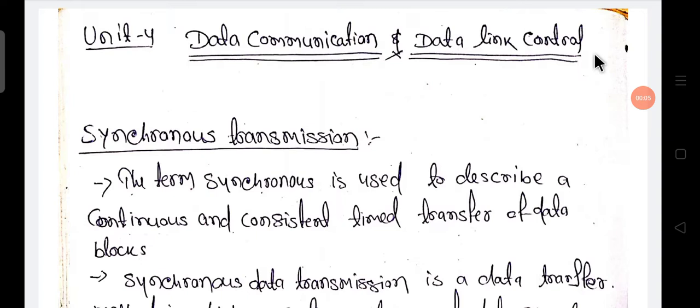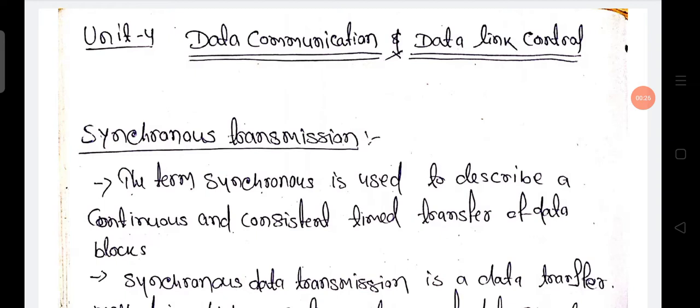Okay. In today's class, we are going to start your unit 4. Your unit 3 is completed. And from today we will start your unit 4, that is data communication and data link control.